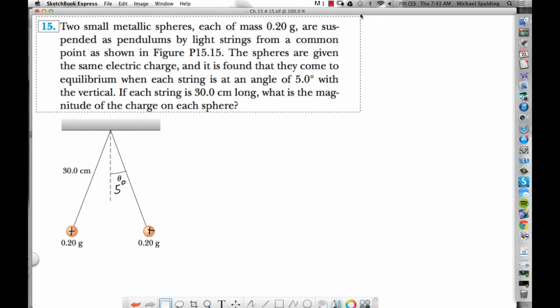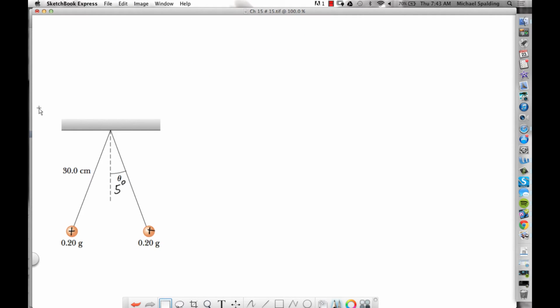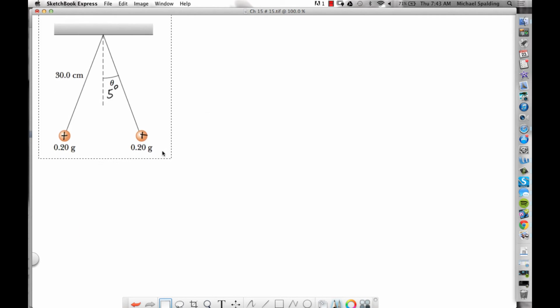So this problem begins with a free body diagram. It's a force problem. The way you approach force problems is you go free body diagram, sum the forces, and then figure it out from the summing of the forces. So you can focus on either sphere. They're identical, right? The left side and the right side are the same. So why don't we focus on this guy right here?